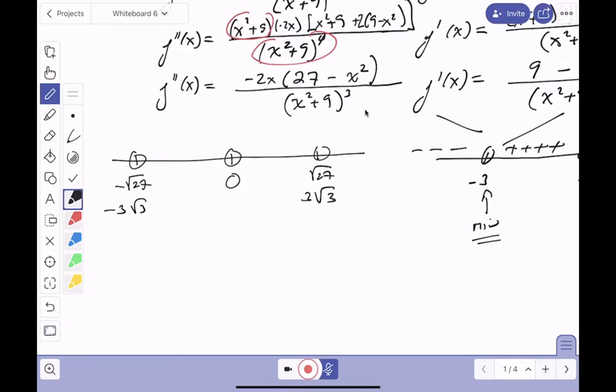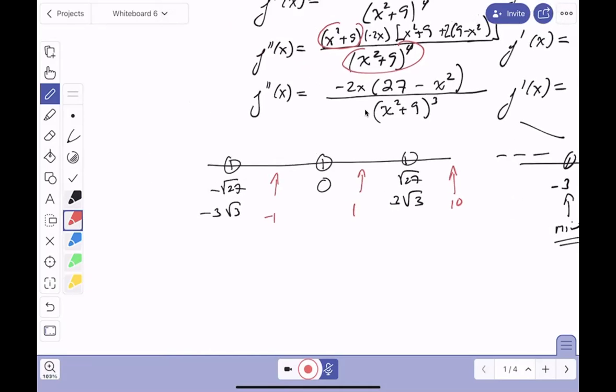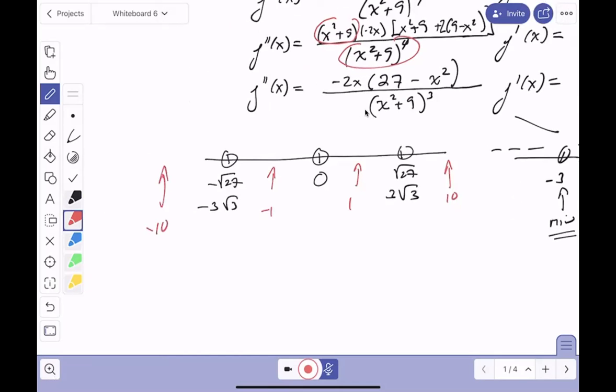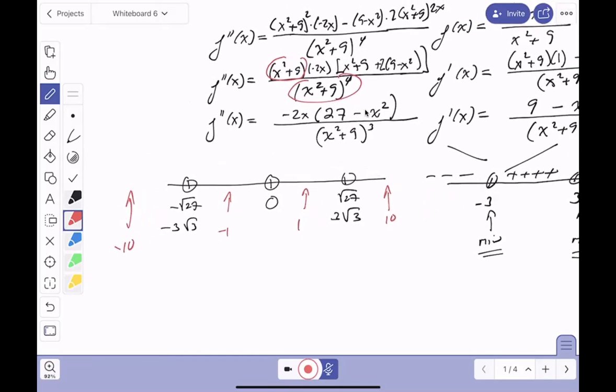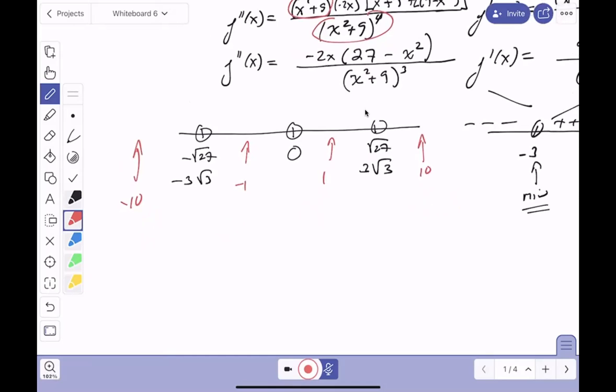All right, let's take some test values. And again, I hope you're getting better at this. I'll point out what I'm doing though. I'm going to choose 1 here, minus 1. And over here, I'm going to choose 10. Over there, I'm going to choose minus 10. Again, you could choose any number on an interval. Let me try 1 first because it's so easy to try. That's why I'm trying 1 first.